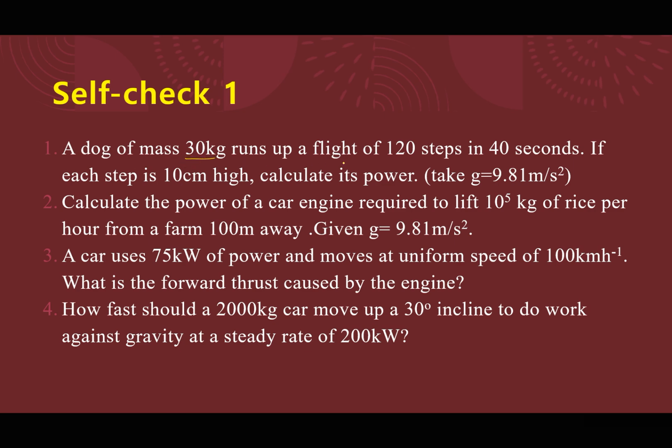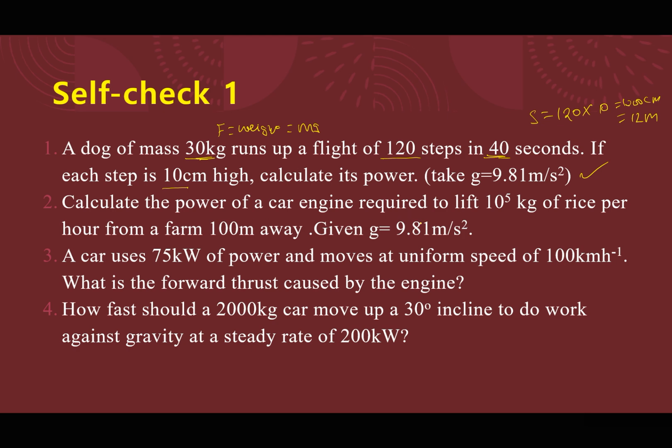A dog of mass 30 kilograms runs up a flight of 120 steps in 40 seconds. Each step is 10 centimeters. Calculate the power. So total distance, you just get the number of steps times 10. This will be 1,200 in centimeters, which is 12 meters. You have time, you have mass. The mass gives you the force, which is equal to the weight, which is m times g. So you can find the power from work done over time taken. I think that is easy.